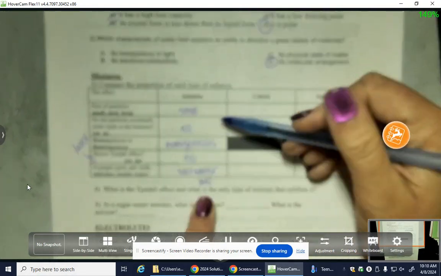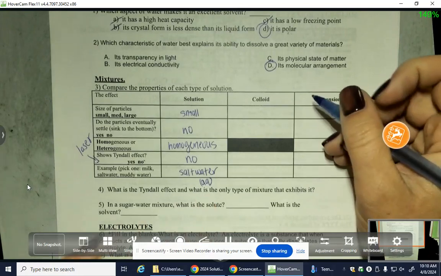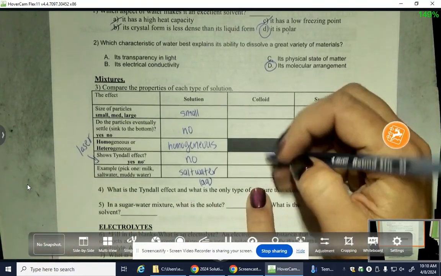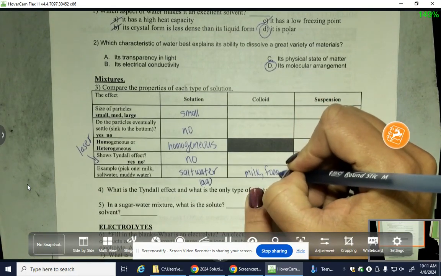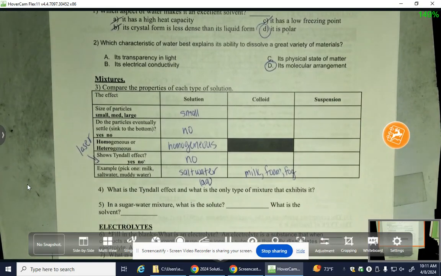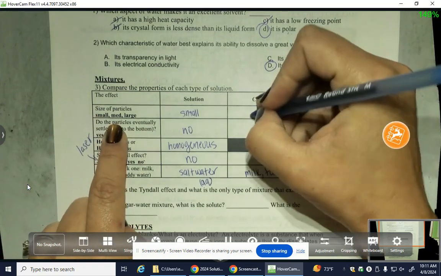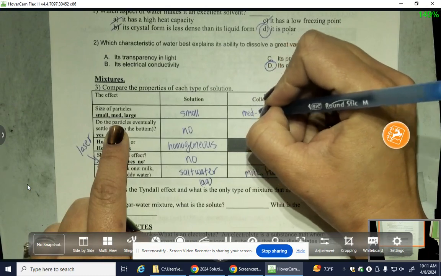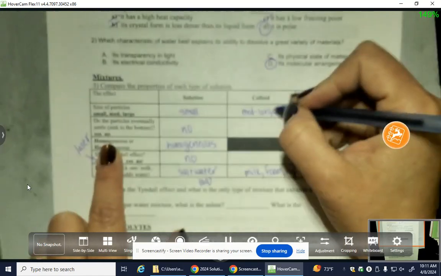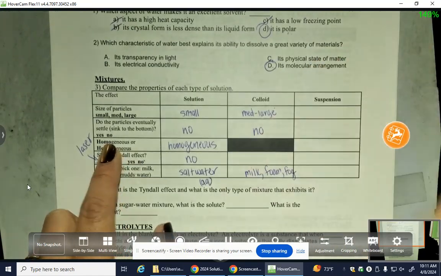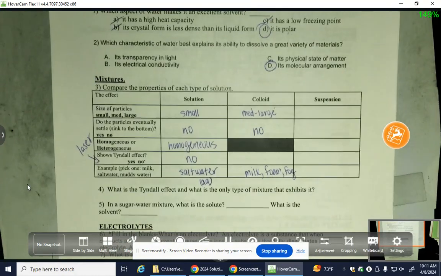All right, so colloids. Colloids, if you remember, were things that we associate with things like milk. So I'll just start from the bottom here. So it was something that we associate with like milk or foam. Fog is an example of that, okay? So where we have these particles that are within another substance or solvent. So size of particles, these would be medium to large, okay? Do the particles eventually settle? And the key thing about a colloid is that they don't. So no, large particles are not going to settle. They stay suspended in it, all right? It's like a permanent suspension, all right?